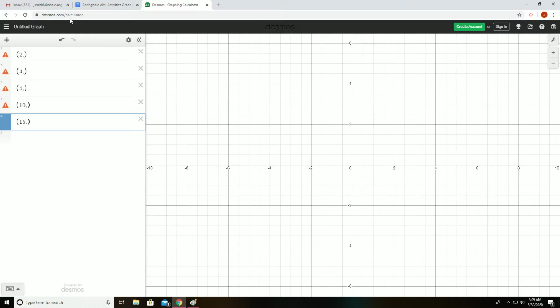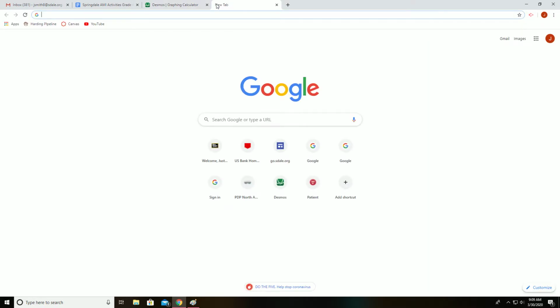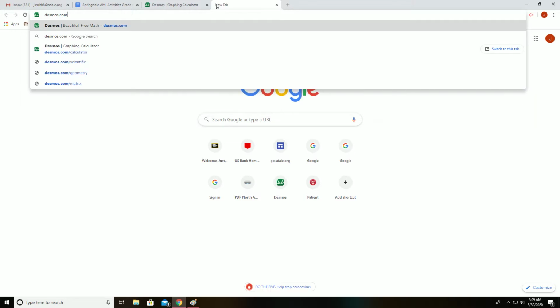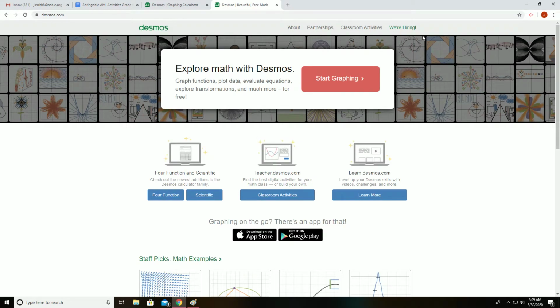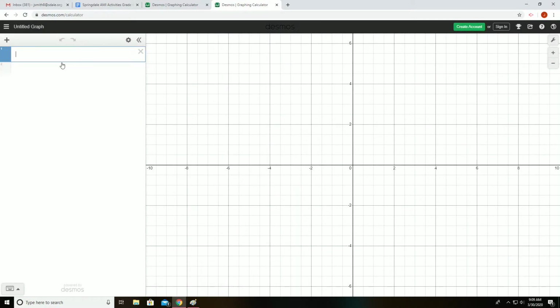But remember, Desmos.com, it's a free graphing tool that you can use. It's free to everyone. Doesn't cost anything. You don't even have to sign up. As you saw whenever I got in, I'll show you again. I just said Desmos.com, Desmos.com. Enter, and then you just click start graphing, and that's how I got there.